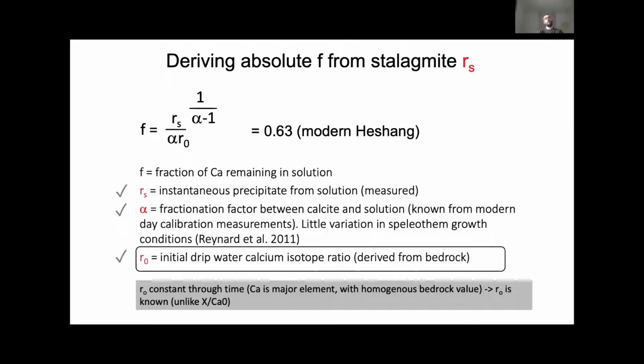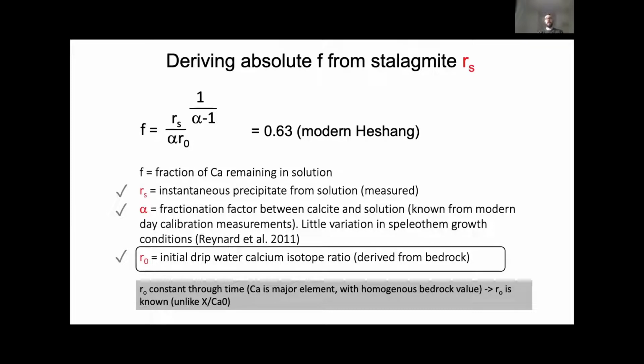So earlier we looked at the equation that was controlling the trace element to calcium ratio for the trace elements. Here we have an equivalent equation, but for the calcium isotopes instead. And really what I want to highlight here is the number of ticks that we have on the left-hand side. So RS in this equation is essentially the calcium isotopes measured in the speleothem. So we know that because we can measure it. This value alpha is the isotopic equivalent to a partition coefficient. And we know that also.